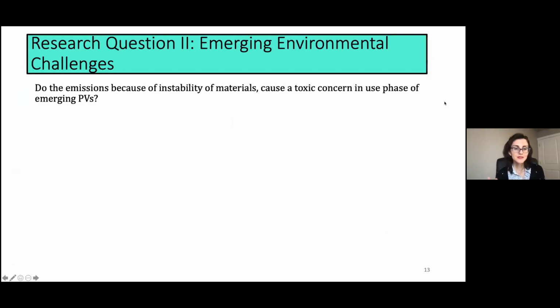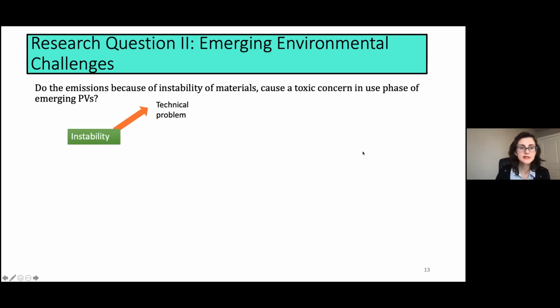So that was for the environmental impact assessment part, for the general comments about the PV technology. But we have one more question here. Remember, we have that lead material in the middle of the crystal structure. So we wanted to understand how some toxic metals are impacting our environment, especially from the toxicity perspective. So the question here is, do the emissions because of the instability of materials cause toxic concerns in the use phase of emerging PV? So that's our question.